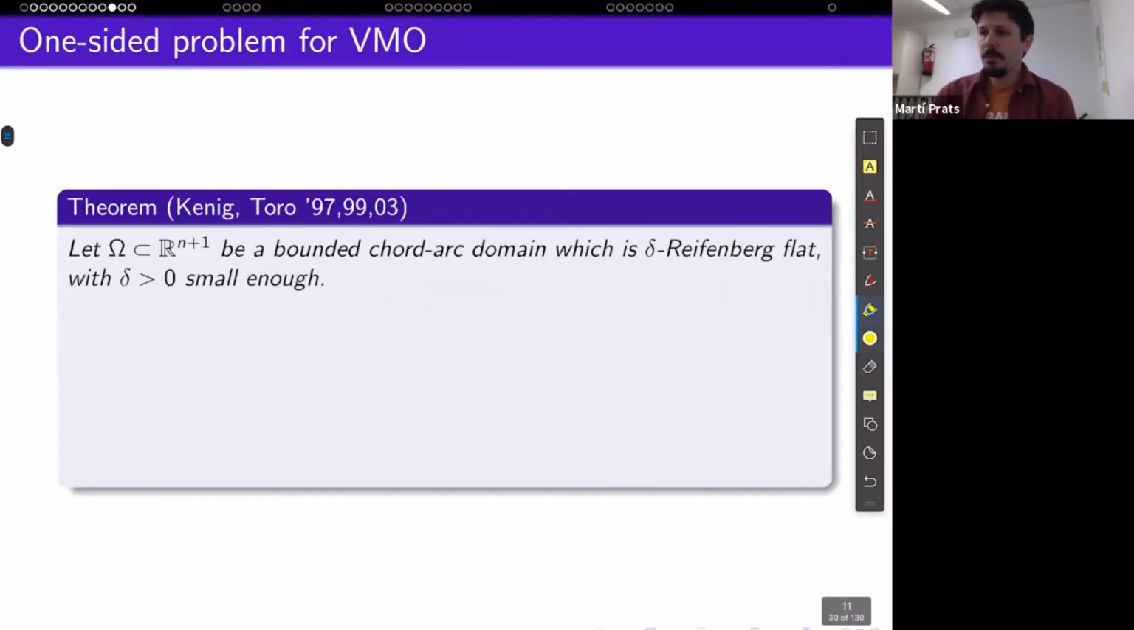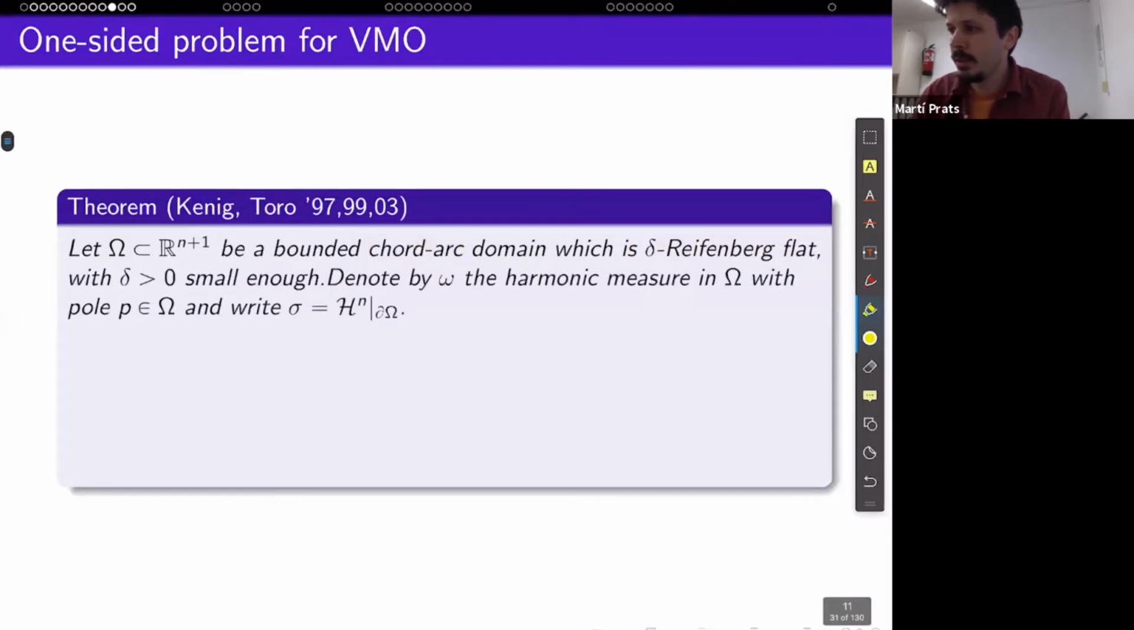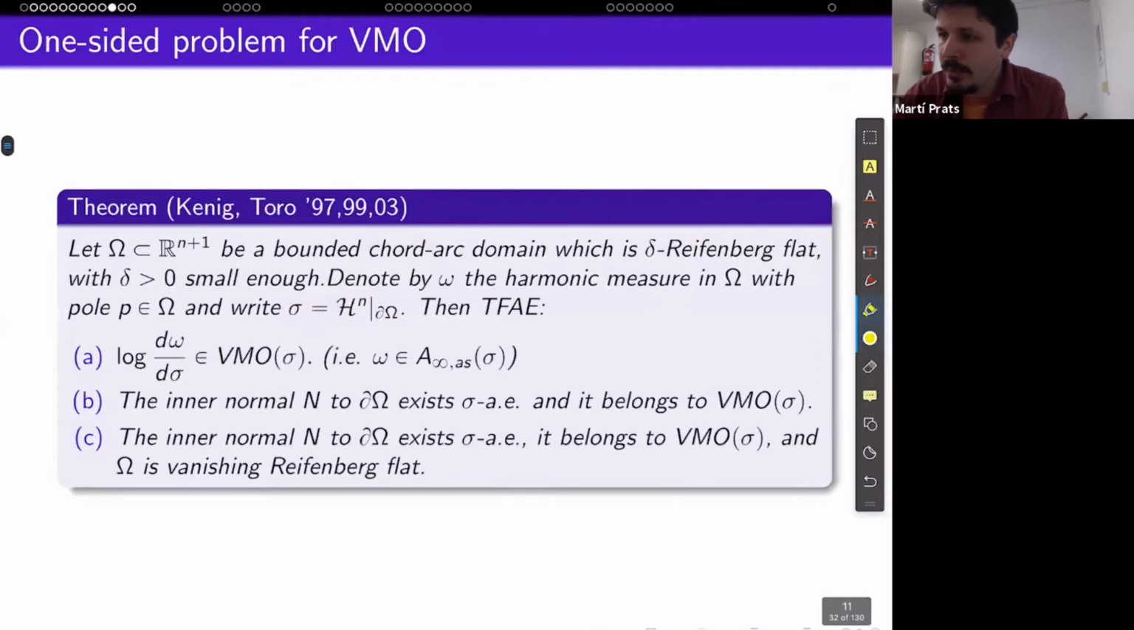Now, the one-sided problem for VMO. Kenig and Toro showed in a series of three papers the following result. Let omega be a bounded chord-arc domain. Remember that this is NTA and Reifenberg flat, with delta small enough. Then we take the harmonic measure, omega, and the surface measure, sigma. Then what do we have? The logarithm of the density is in VMO of sigma. That means, in the notation of Korey, that omega is asymptotically absolutely continuous.